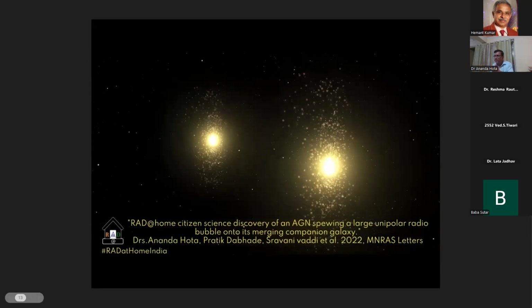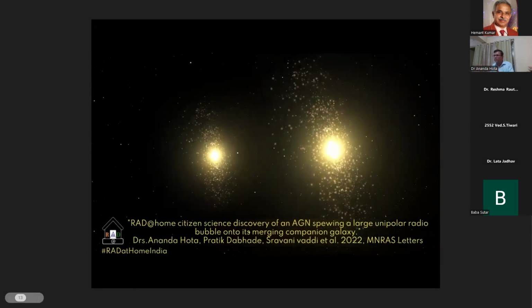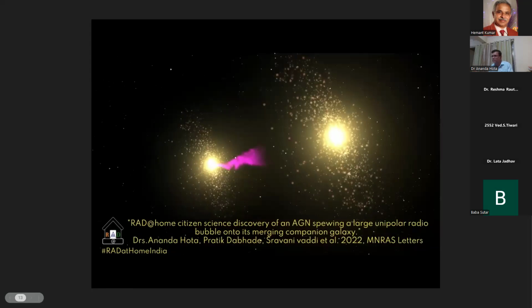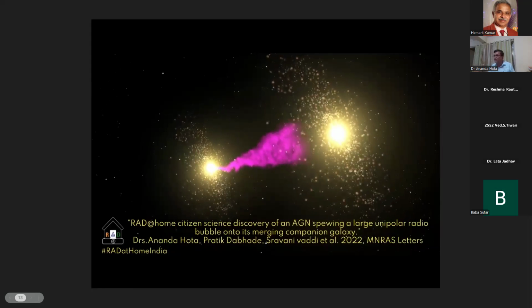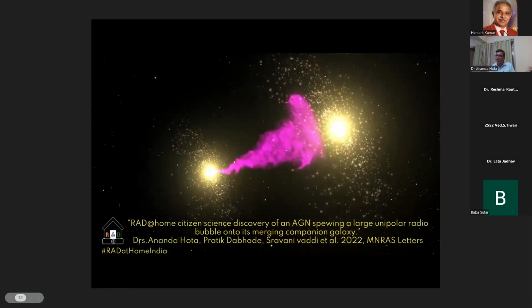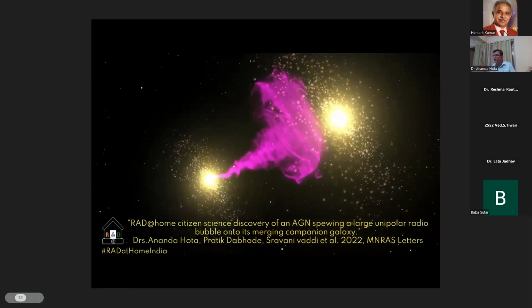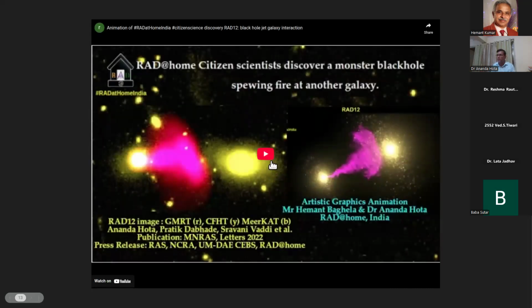A jet shooting at another galaxy is a wonderful laboratory to study. What happens when the jet shoots at another galaxy? The other galaxy's gas will be destroyed, the gas will be heated up, and in future it cannot form new stars. That is what is supposed to happen. A lot of simulations study this kind of thing. It is supposed to happen.